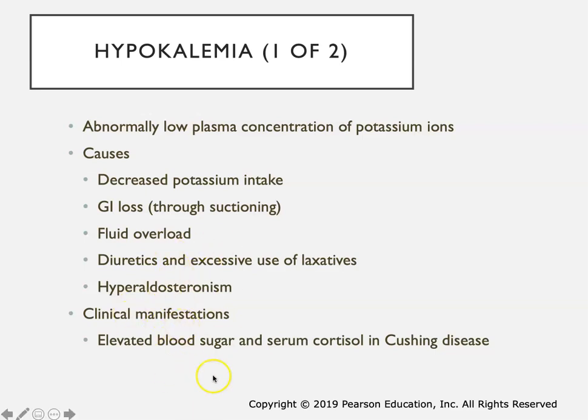In terms of clinical manifestations, elevated blood sugar and serum cortisol in Cushing's disease. So Cushing's disease will cause basically an increased production of hormones that are released from the adrenal glands like aldosterone and others as well. And so because of that, right, it also causes an increase in cortisol. And so because of that, you're going to have blood sugar elevations and other types of abnormalities as well. But it also will affect potassium levels.